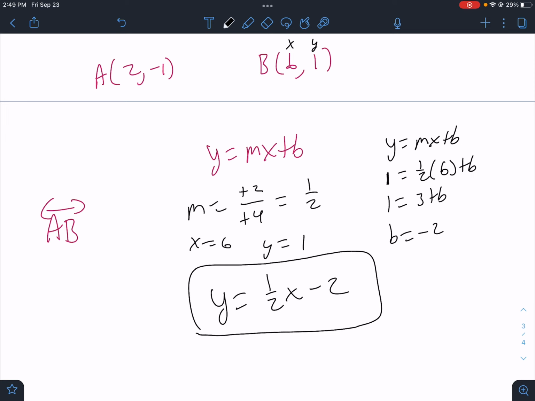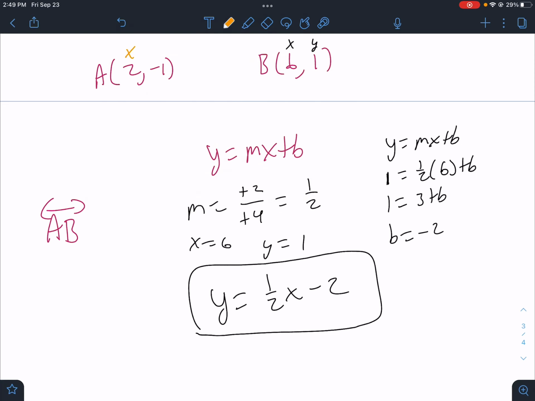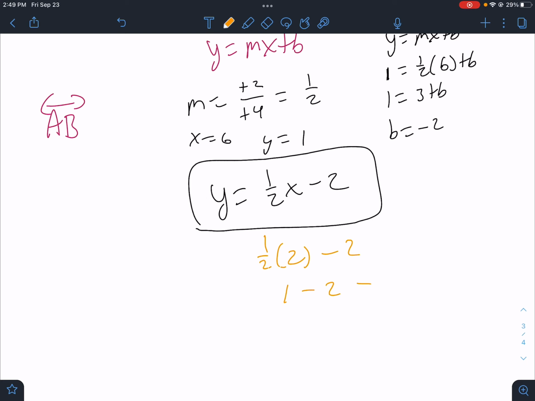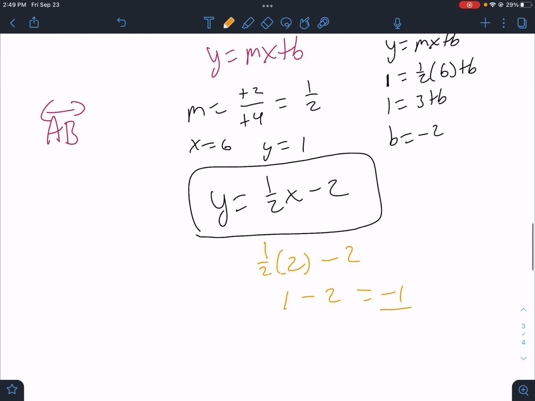Could I check my work? Yes. This is another xy. Could I plug that in? When I plug in 2, 1/2 times 2 minus 2. Half of 2 is 1, minus 2. That's -1. What did it need to be? It needed to be -1. I could plug in 6 as well. The answer should be 1 when I plug in 6. So yes, I can check my work.